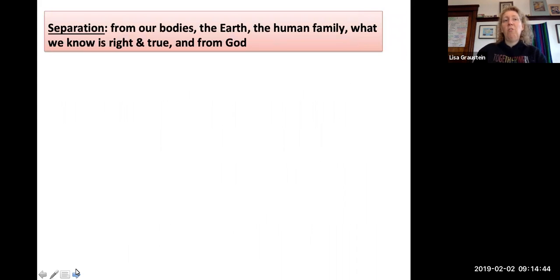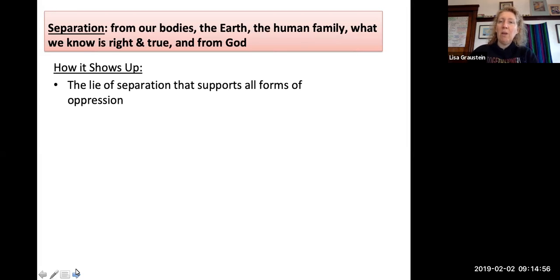So this notion of separation from our bodies, from the earth, from the human family, from what we know is right and true, and from God. Some of the ways that that pattern still shows up among friends today is this lie of the separation that supports all forms of oppression. And what I mean by that is the lie that says, I am somehow separate from this person because they are different from me in some way. And that at the core, that's a lie. Because I am you and you are me.